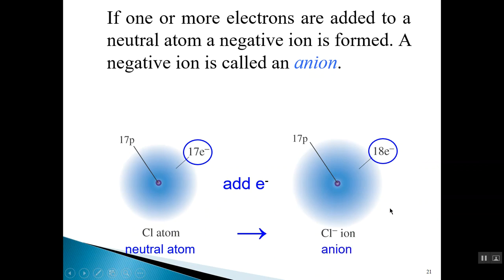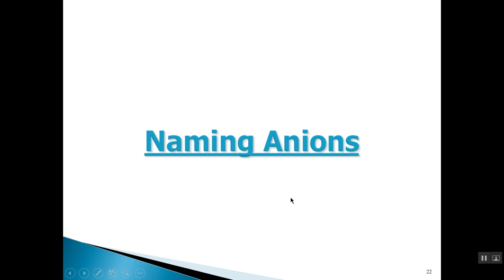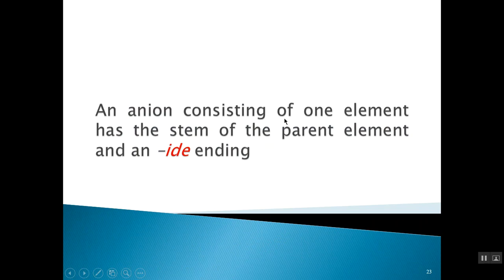This is of course an anion because, as we said before, an anion is a negatively charged ion. How do we name anions? Well, it's a bit different from naming cations, because to name an anion, you take the stem of the parent element name and then you add an IDE ending. So all the names of these monatomic anions end with IDE.